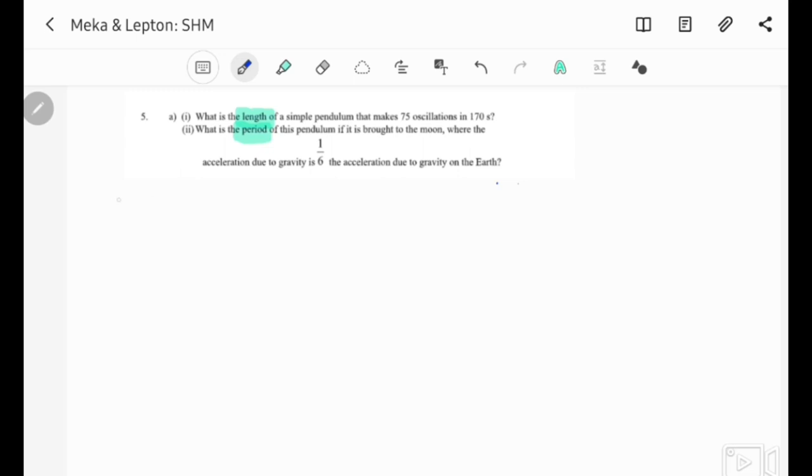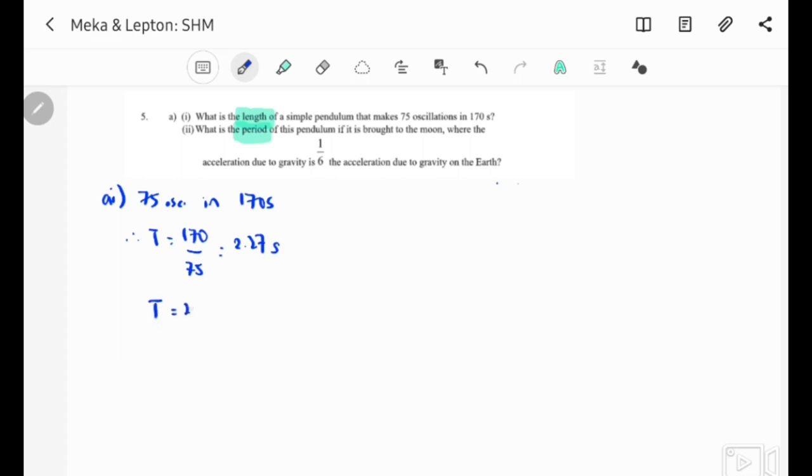Okay, number 5 A1. We want to find the length first. The number of oscillations is 75 oscillations in 170 seconds, so T equals 170 divided by 75, so we get T is 2.27 seconds. So we want to find the length for the period of the pendulum.